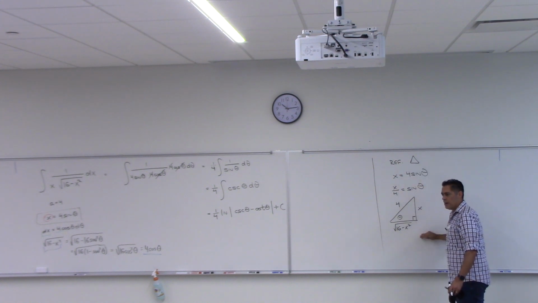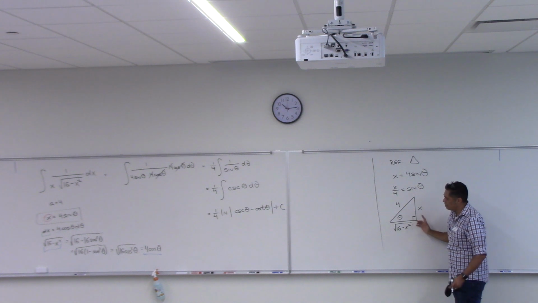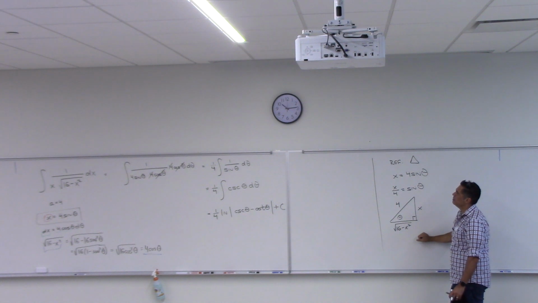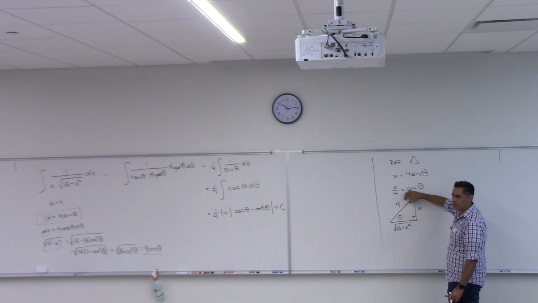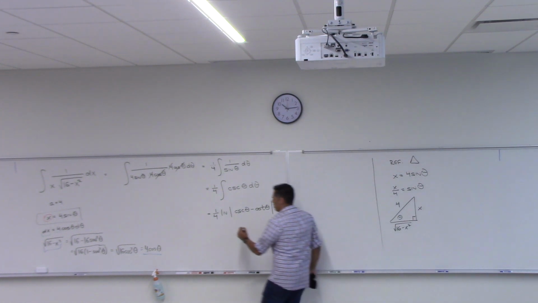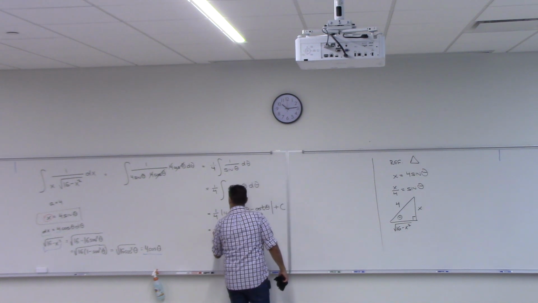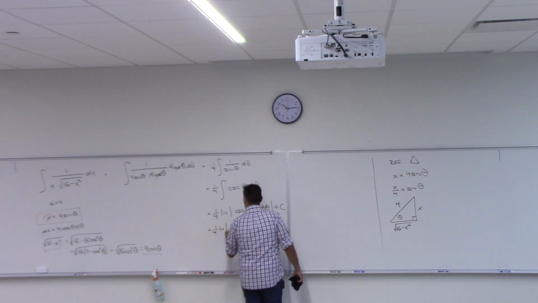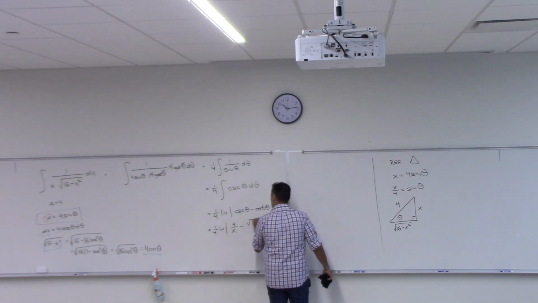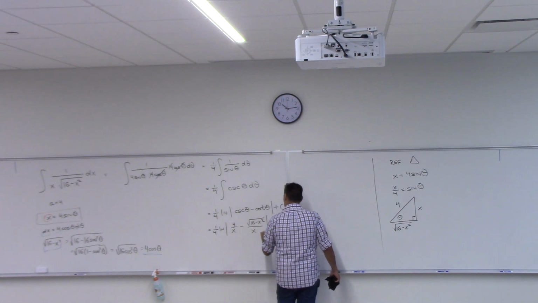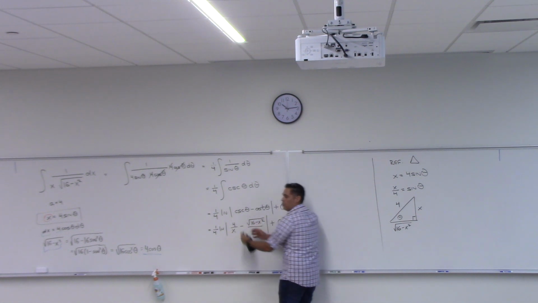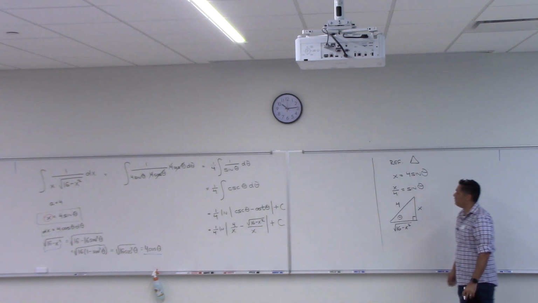So it's the same reference triangle, but now I need two pieces: cosecant and cotangent. Cotangent is this over this. What's cosecant? The reciprocal of sine. Sine is x over 4, so cosecant is 4 over x, the reciprocal. So this is going to be 1/4 natural log of the absolute value of 4 over x minus the square root of 16 minus x squared over x, plus c. You could put those two together into one fraction if you want. It's a different answer.